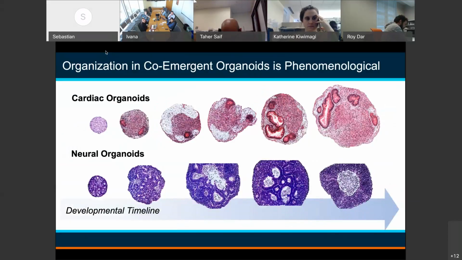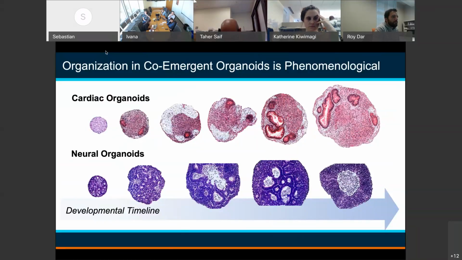In both cardiac and neural organoids, these are just two examples from our lab, you see that in the co-emergent process, you get a rich diversity of cell types occurring in the organoids. And even though you get these high-level structures, the organization is, as I mentioned, poorly controlled, and the structures don't always form when you do the experiments, or there's a lot of batch-to-batch variation between experiments and between organoids themselves. So in order to control emergence of structures, we really need to understand what initiates their formation.